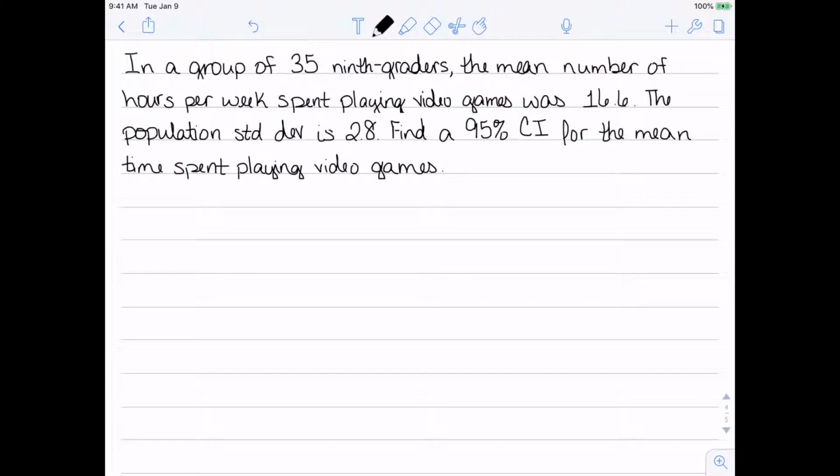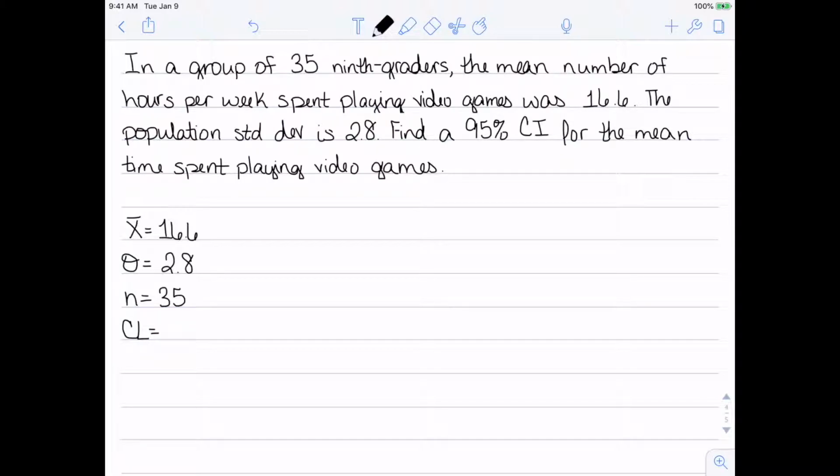The best way to start these is to write down all of the information that we need. So we need to know the sample mean, population standard deviation, the sample size, and the confidence level. We see that it tells us the mean number of hours per week was 16.6, so that's x bar. We also see the population standard deviation is 2.8, so that's sigma. N is the sample size. We have 35 ninth graders, so that would be 35.